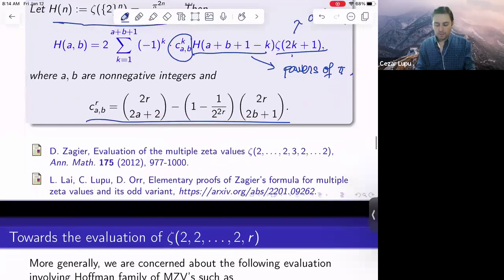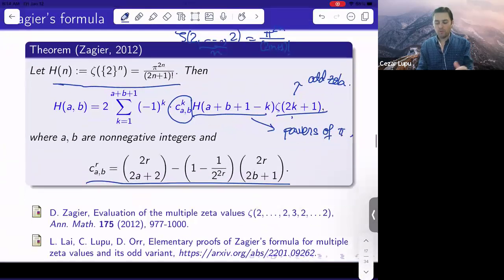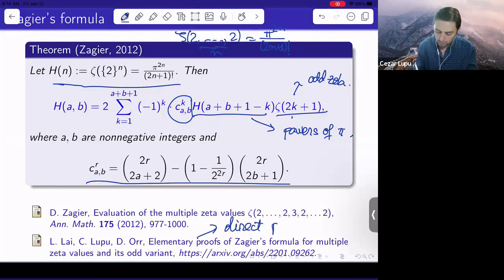Okay. Now, we would like to see what will happen if we go further. Here, I would like to mention that the proof we found uses cotangent integrals, pretty surprising cotangent integrals. It's a direct proof using cotangent integrals.